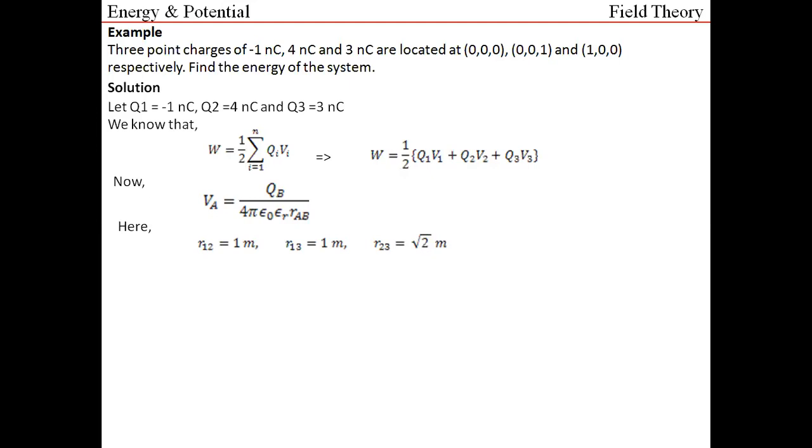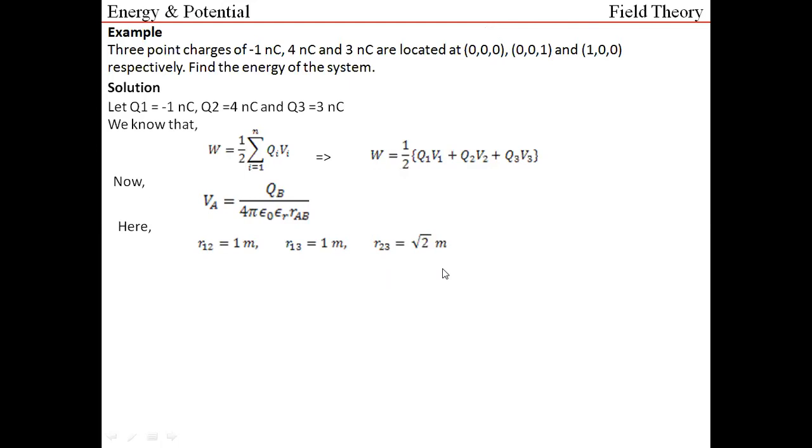So if I am trying to find the distance between point 1 and point 2, with these coordinates, it would be (0 minus 0) whole square, (0 minus 0) whole square, (1 minus 1) whole square. So it would basically give me under root of 1, which is equal to 1 meter. Similarly, the distance between 1 and 3, that is 0,0,0 and 1,0,0, would also be 1. And the distance between 2 and 3 would be root 2 meters. I don't think there should be difficulty in calculating this.